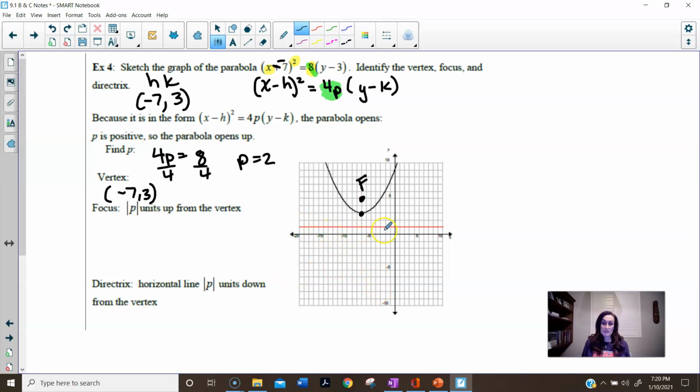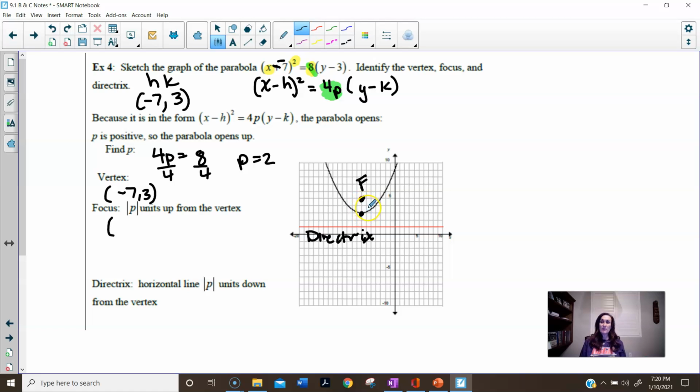And then we're going to go down 2, and that's going to be the directrix. So there's the directrix. So the focus is at, now we are going to have to get to this point, notice we went left 7 first, and then from there we went up 3. So then from the vertex, we went up 2 more.